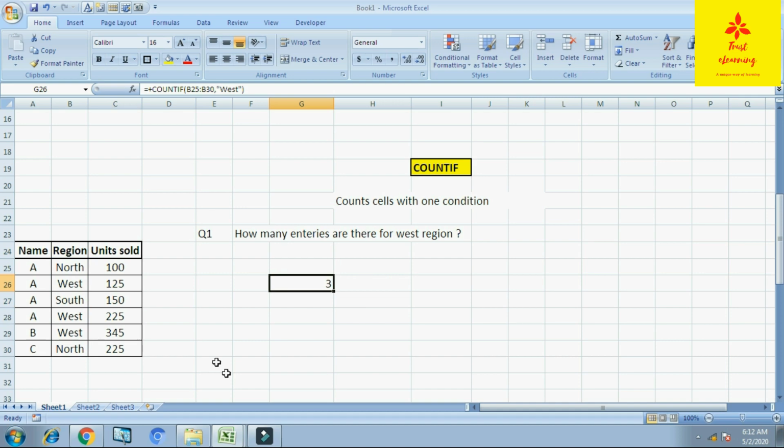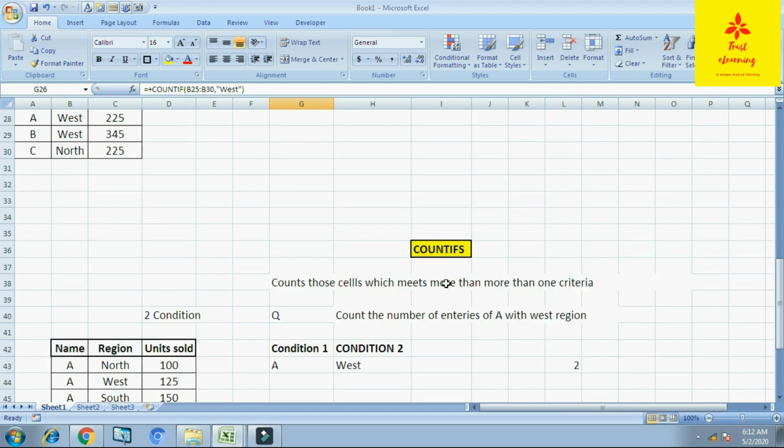Let's cross validate it. There are a total of 6 entries, out of which 1, 2, 3 entries are for the west region. So it gives me the right answer. You can see there are 3 entries for the west region and it gives me an answer of 3. So this is how the COUNTIF function works.